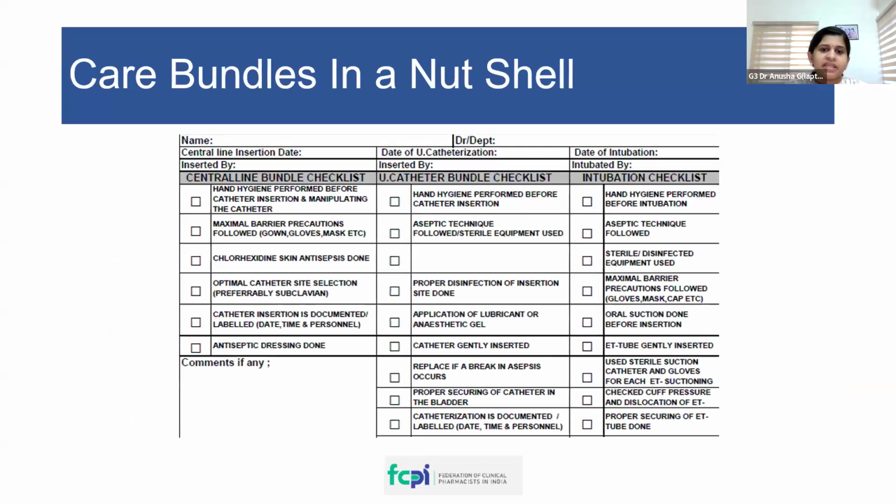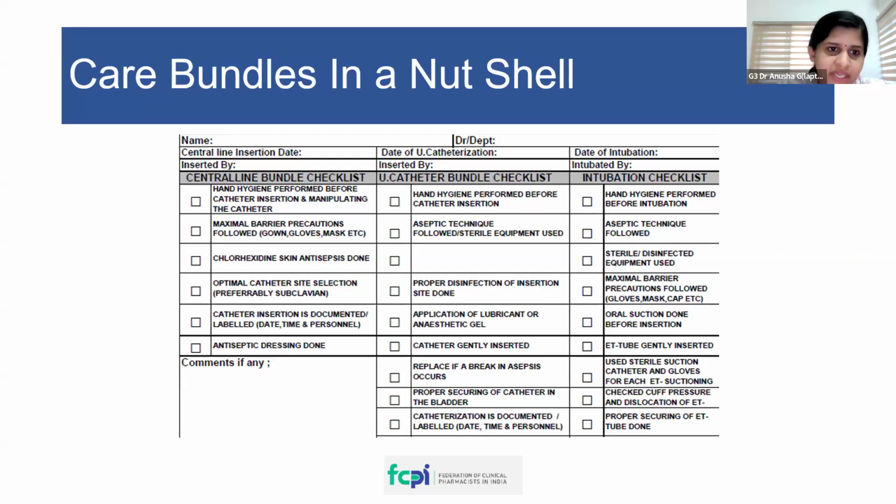This is the care bundles in a nutshell. It covers the four important hospital-acquired infections, namely catheter-associated urinary tract infection, central line-associated bloodstream infection, ventilator-associated event, and surgical site infection. If you see this picture, there are 5 or 6 points under each of the care bundles. Let's not go into the details right now. I'll be discussing that individually under each heading. But this is how a care bundle looks like.